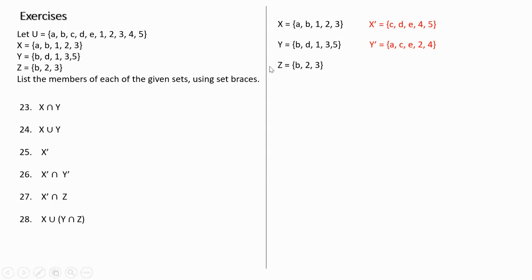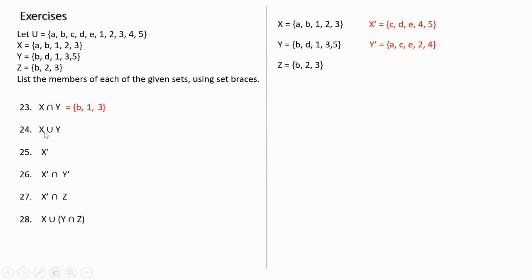Now, so we don't have to get the complement of Z, we just put Z there. Okay, so now let's begin getting the answer for number 23. It states set X intersects set Y. So what does set X and set Y have in common? They have in common a B, let's see, a 1 and a 3. And that's it, right? Because that's what they have in common, these two sets, X and Y. So that's my answer.